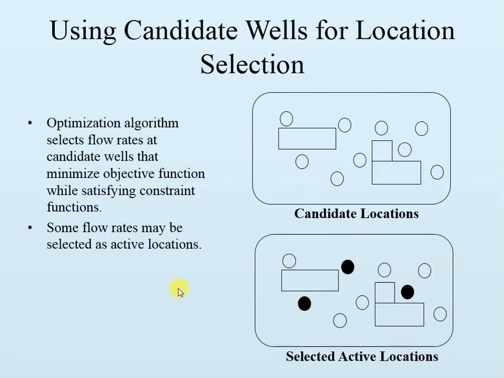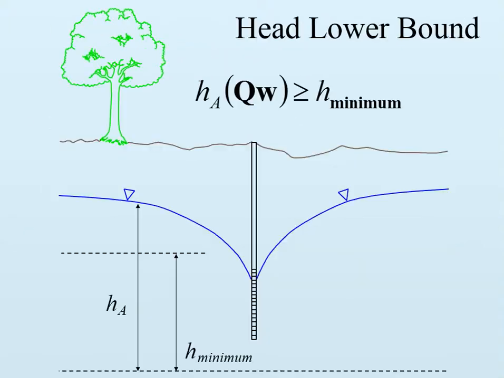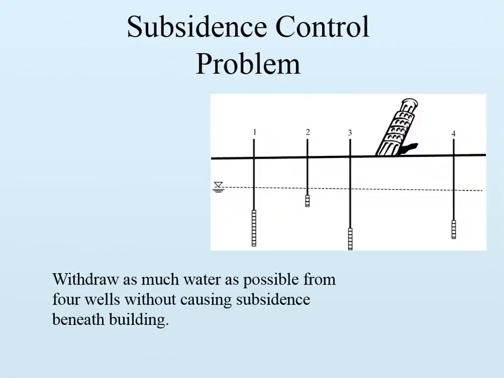The next type of constraint that we'll examine is the head lower bound. And here we have a drawdown situation, so we might be requiring that the head at this location A be no lower than a minimum value. And let's look at a formulation or a situation where that might come into play. This is a subsidence control problem.